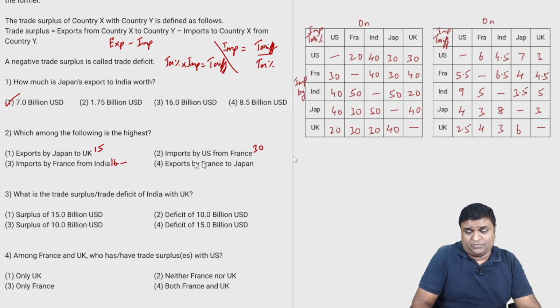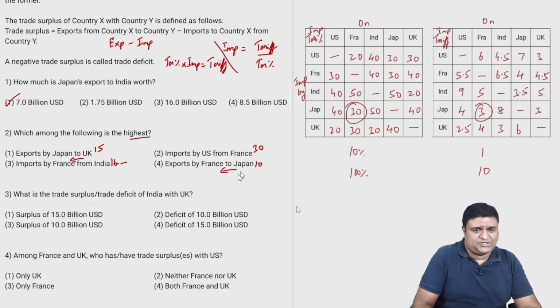And export by France to Japan, to be read the other way around. Japan to France. You have to read these the other way around, right? UK to Japan, right? Because this is exports, not imports. And export is nothing but vice versa of import, right? So export by France to Japan is nothing but import by Japan from France. That's 30, right? 30% tariff was 3. So 10% would have been 1 billion. 100% is going to give me the total imports. That's going to be just 10 billion.